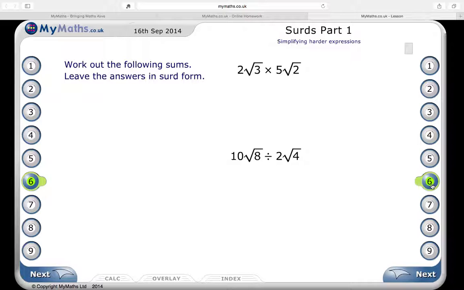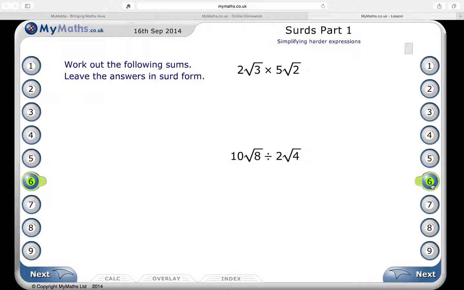Now as I've already mentioned, the 2 root 3 and the 5 root 2, you can actually split those up. That's literally saying 2 times root 3 times 5 times root 2. Now, with multiplying, you can multiply in any order. So you can do 2 times 5 times root 3 times root 2, which you can treat as two separate things. So you could do 2 times 5, which is 10, and root 3 times root 2, which is root 6. So basically it's 10 root 6.